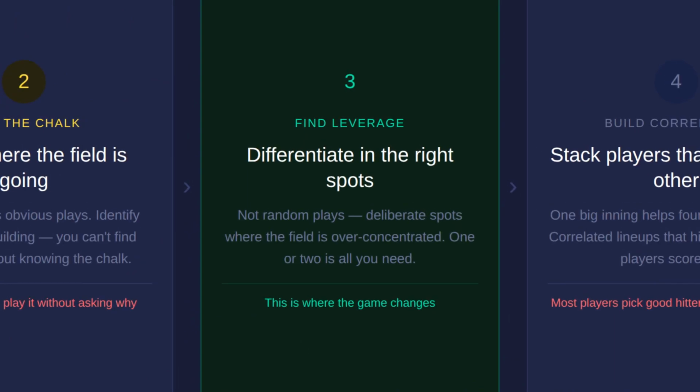In step 3, this is where the game actually changes. Find your leverage spots. And I want to be really clear what leverage means, because I hear people misuse it all the time. Leverage doesn't mean playing weird. It doesn't mean fading chalk just to be different. Leverage means finding the specific spot where the field may be over-concentrated and making a deliberate decision to go a different direction in the right spot.